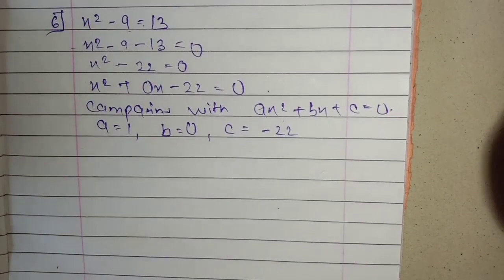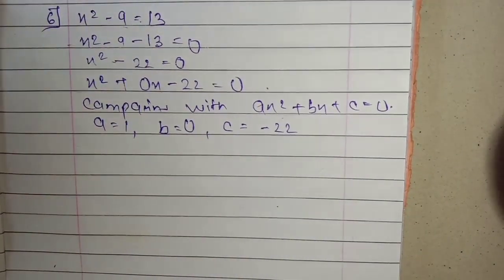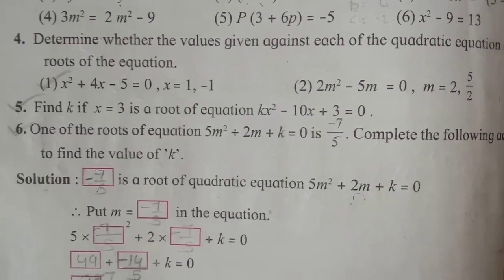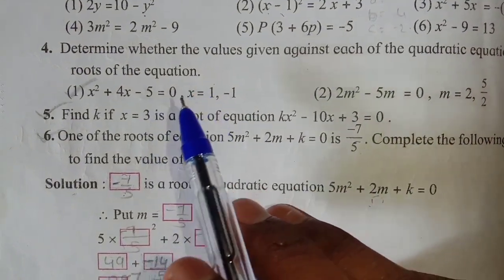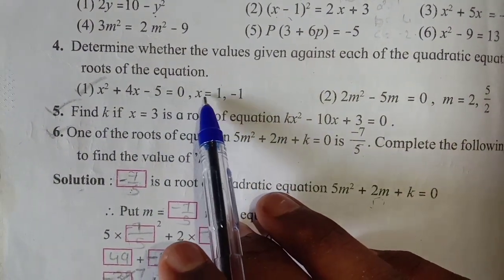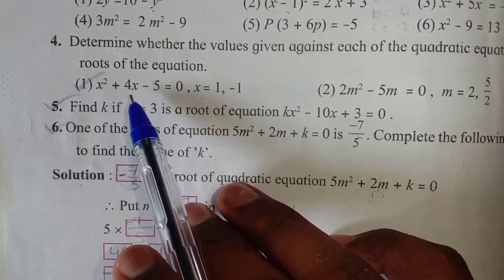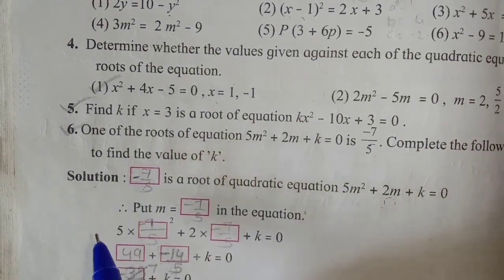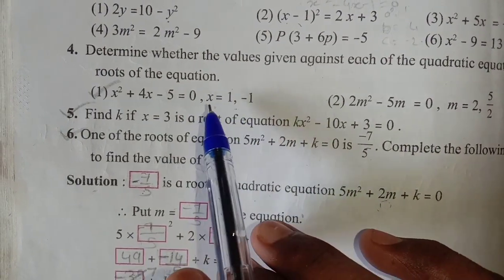So we solved all the questions of question number 3. Now we will solve question number 4, that is, determine whether the values given against each of the quadratic equations are the roots of the equation. Here the equations are given in which we have to substitute the x values. After that we will find out whether LHS is equal to RHS. Then we can say that the given values are the roots of the equation.